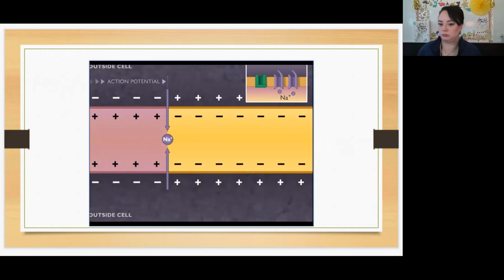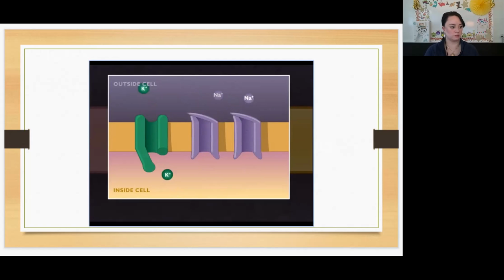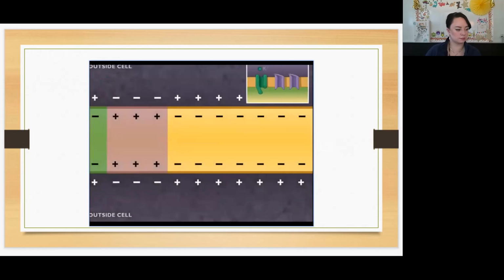The voltage-gated sodium channels close and voltage-gated potassium channels open. This allows a rapid flow of potassium ions out of the cell, repolarizing the membrane so that the inside is again negative and the outside positive. This is followed by use of sodium-potassium pumps to fully restore the resting membrane potential and to reestablish proper concentrations of sodium and potassium ions inside and outside the cell.